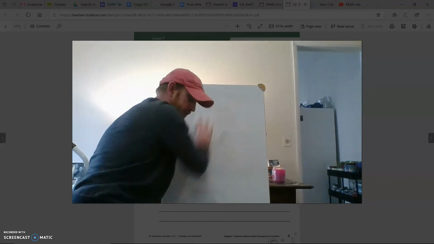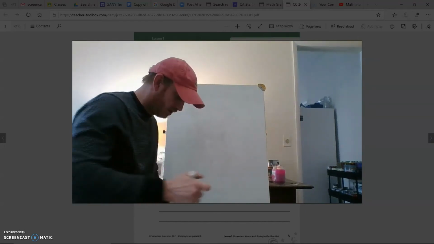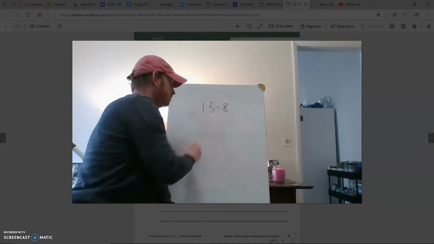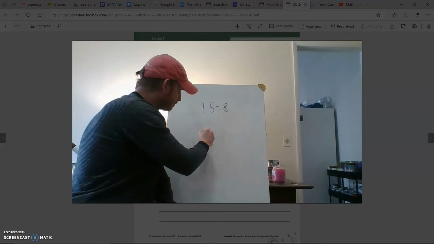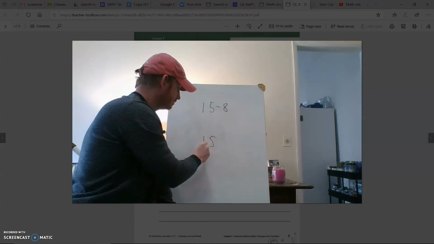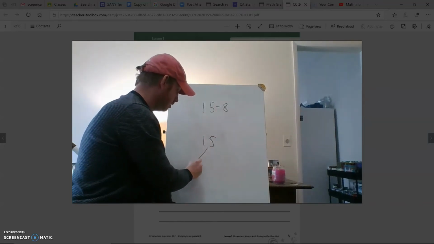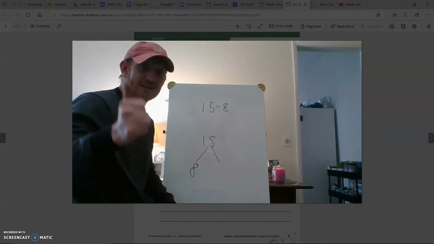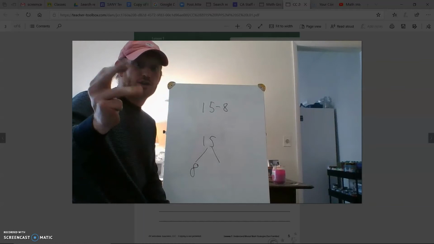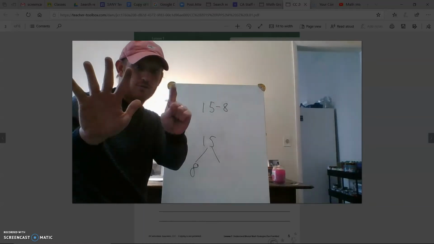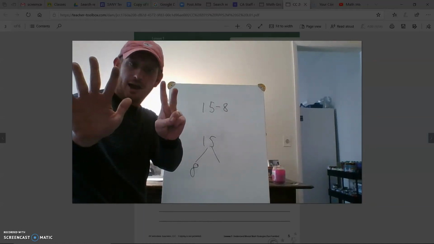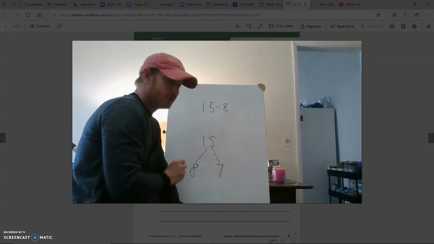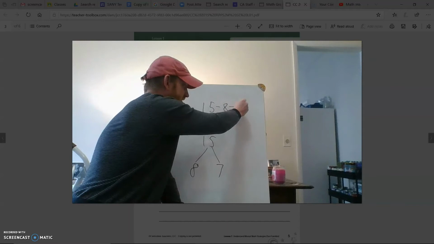The last one we had to do for question number 1 was 15 minus 8. You're going to get sick of me, but here's our number bond. We have an 8. And we have some number. 8, 9, 10, 11, 12, 13, 14, 15, 7. I have 7 down here. So we know that 15 minus 8 is 7.